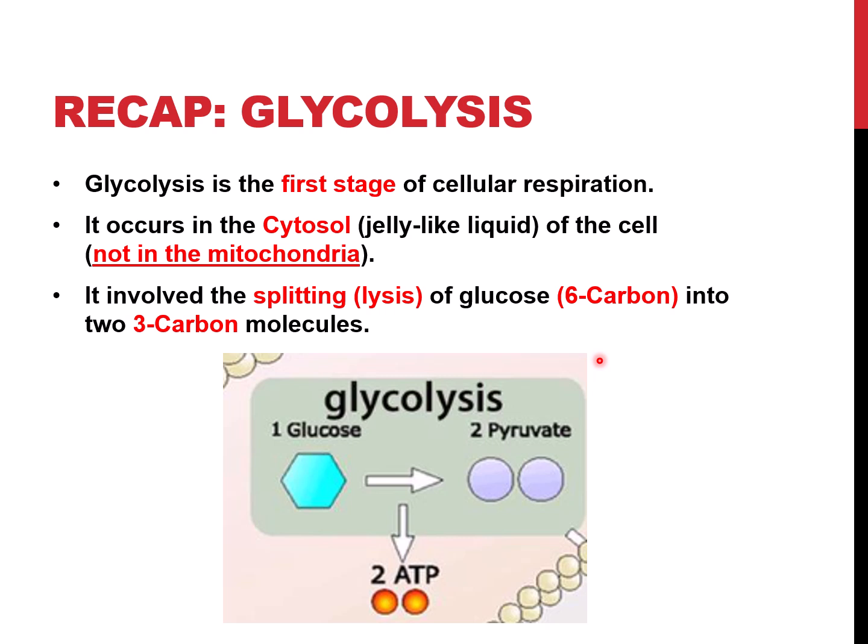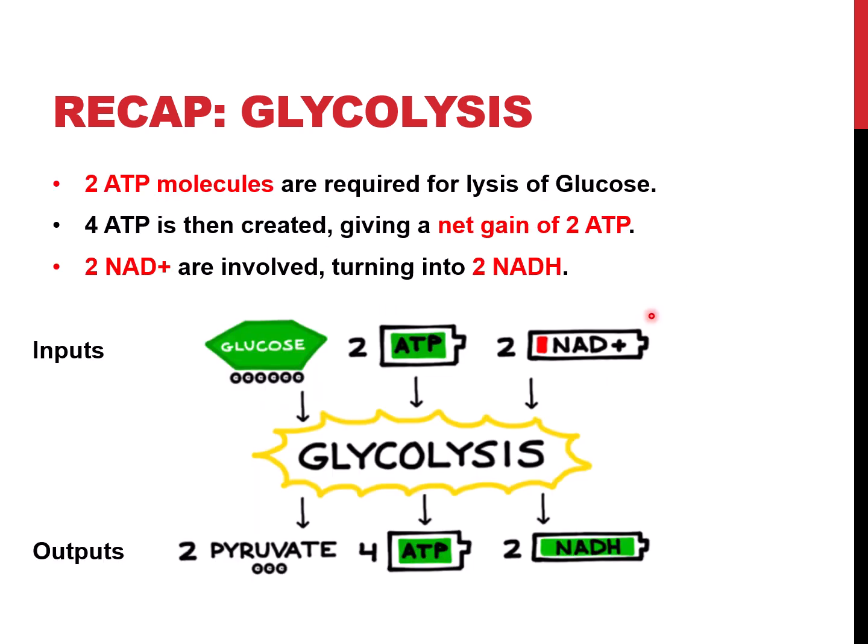And again, we looked at glycolysis, so that's the splitting of glucose, of course, occurring in the cytosol of the cell. So splitting of glucose into two 3-carbon molecules from a 6-carbon glucose that are called pyruvate. And we'll touch upon that in a moment.